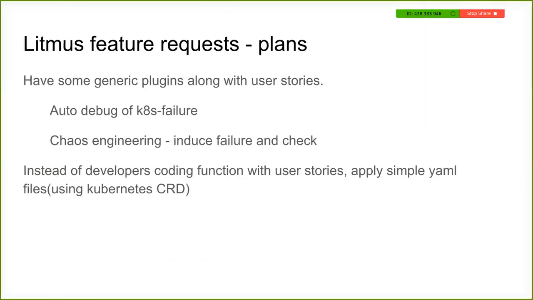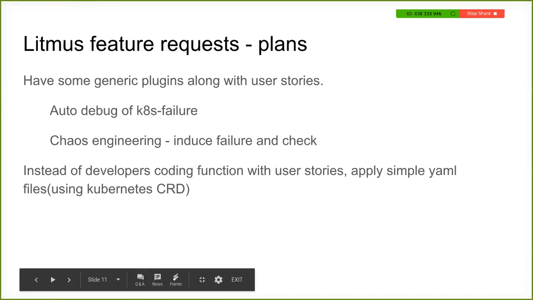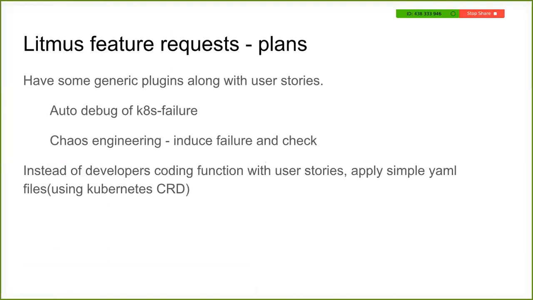Yes. So the Litmus feature requests or plans are that we are going to support auto debug of Kubernetes failure, and we are going to do chaos engineering, induce a failure, and our test case should be able to handle that, and we need to report that to the user. One more thing: instead of coding the function manually, where we write the user stories and code at the back end, we have plans to integrate that with CRDs, which means you'll just apply a YAML at the back end, and you'll write simple native language in the front end. That's the plan.